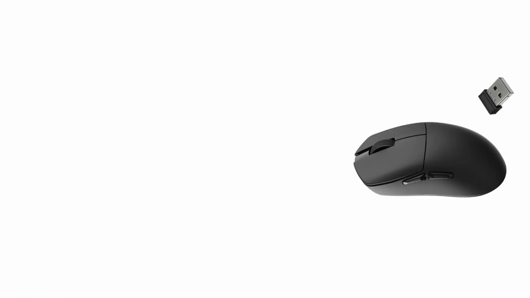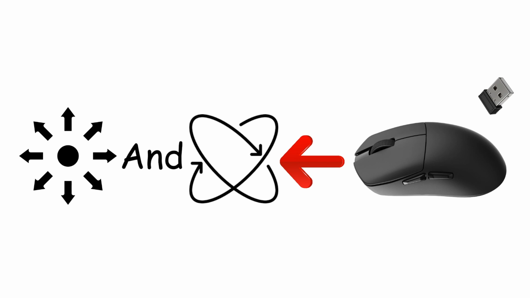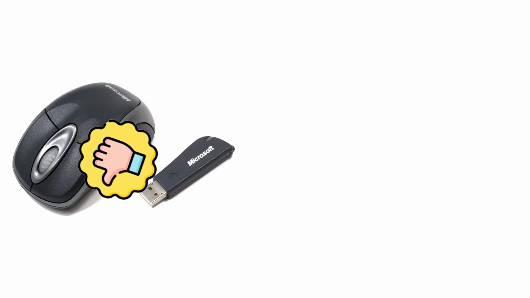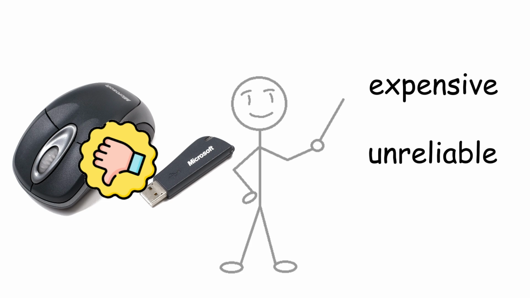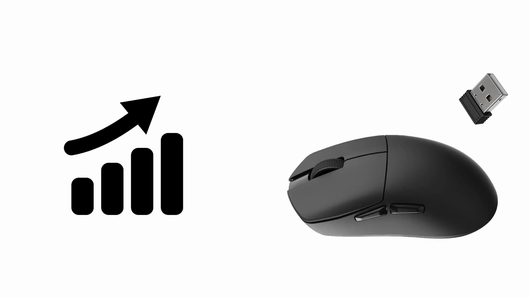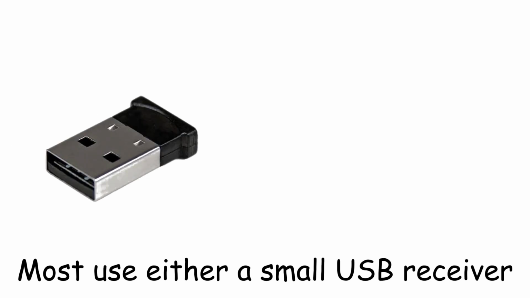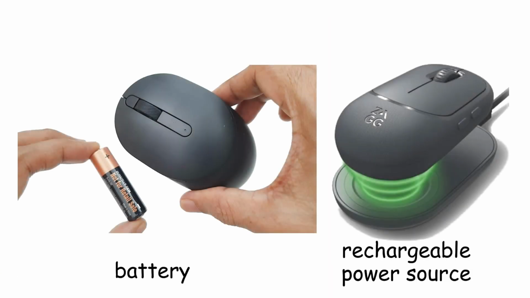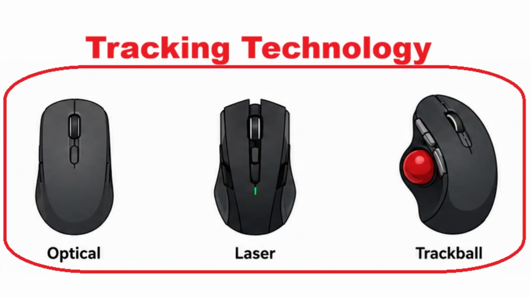Wireless mouse. A wireless mouse sends its movements and clicks to the computer without a physical cable. Early wireless mice were less common because they could be expensive and sometimes unreliable, but modern versions have become much more practical. Most use either a small USB receiver or Bluetooth. They keep the desk cleaner and make it easier to move the mouse between devices, although they need a battery or rechargeable power source.